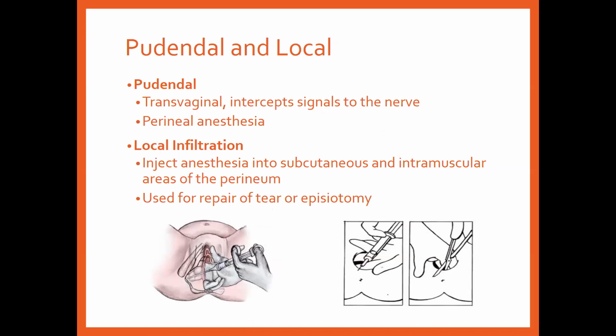Now, pudendal or local. A pudendal is like a transvaginal, which intercepts signals to the nerve, and perineal anesthesia. And then there's that local infiltration, which is injected anesthesia into the subcutaneous and intramuscular areas of the perineum and used to repair like a tear or episiotomy. So it's to a specific area is where they're giving it. It's kind of like if you get stitches, they just numb up the area around where you're going to get the stitches.